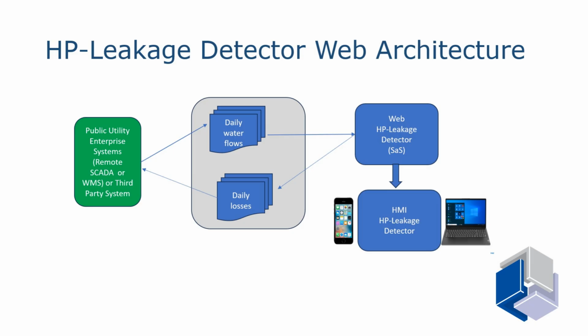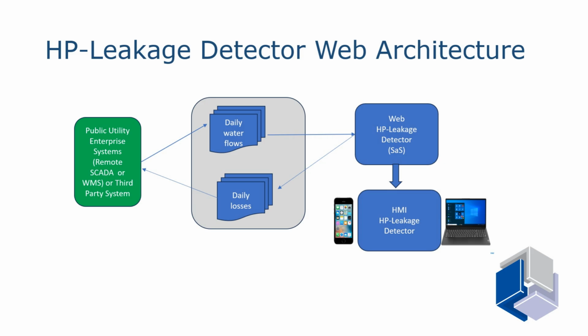Now let's see the architecture of Web HP-Leakage Detector. Web HP-Leakage Detector is a system that works connected to an external system, the green one in the figure, which feeds it with the necessary inputs. The external system can be an enterprise system of the water operator, the remote control center, or a water management system, or another third-party software service.